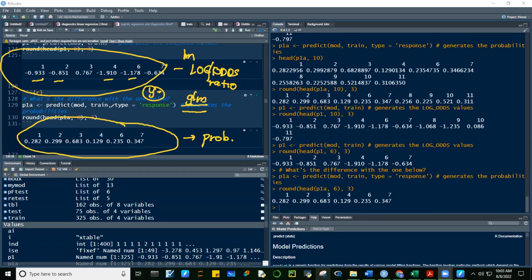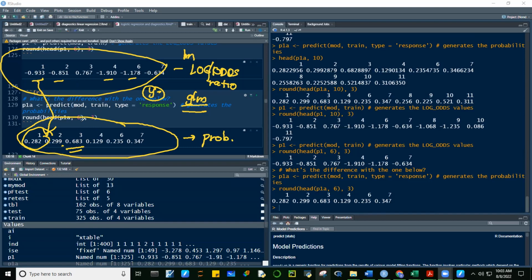Only that from an analytical perspective, this is the better one to use, right? This is hard to interpret, negative 0.933. But you need this in order to compute for this. We can't compute the probabilities unless we are given the log odds ratio.